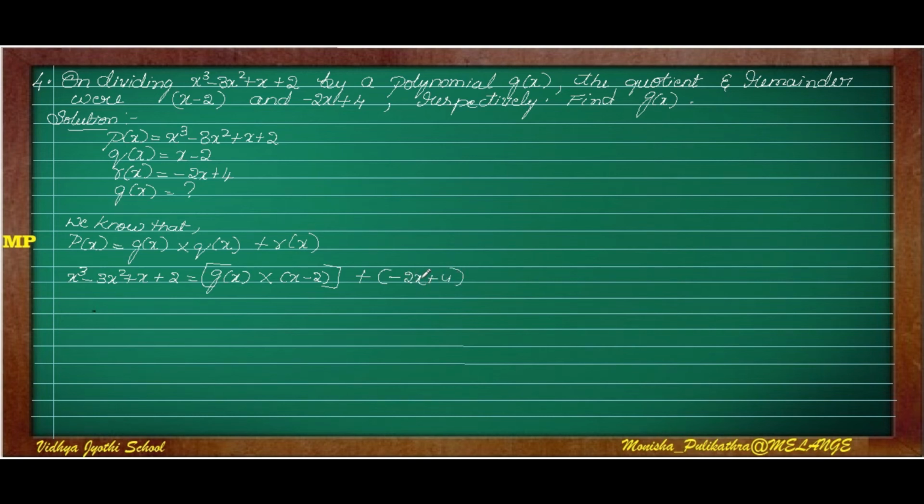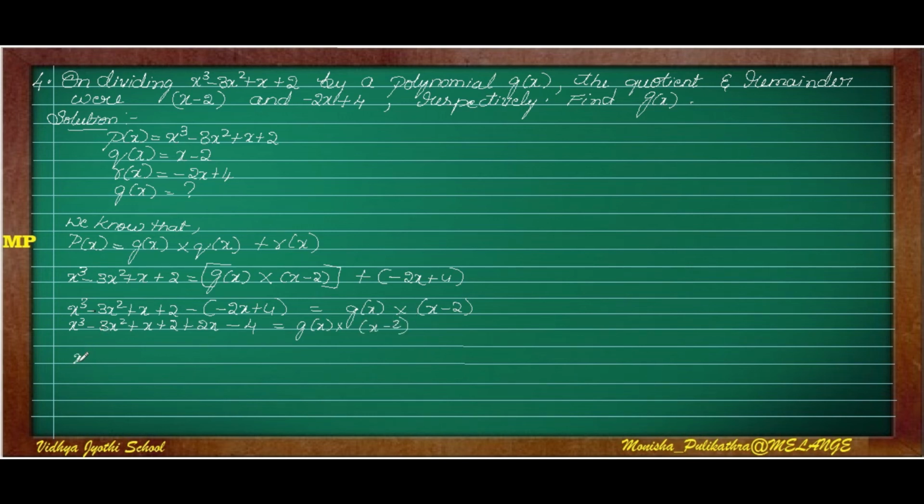So now what we have to do is shift this remainder to this side. So x³ - 3x² + x + 2, I will be shifting the entire thing this side, so this plus will become minus. So minus, then I will put a bracket here, (-2x + 4). Then the remaining thing, that is g(x) into (x - 2). Next I will be removing it from the bracket: x³ - 3x² + x + 2 + 2x - 4 = g(x) × (x - 2).